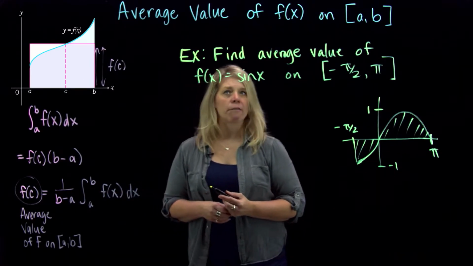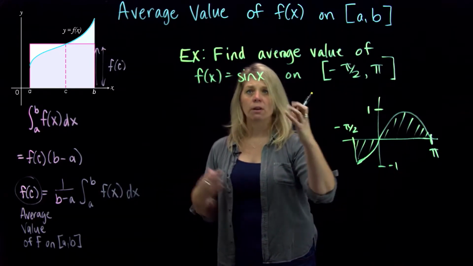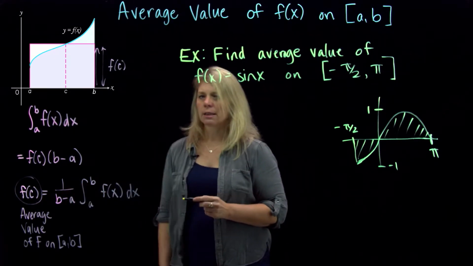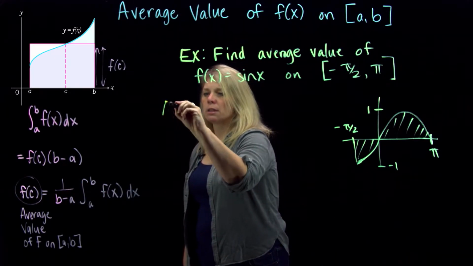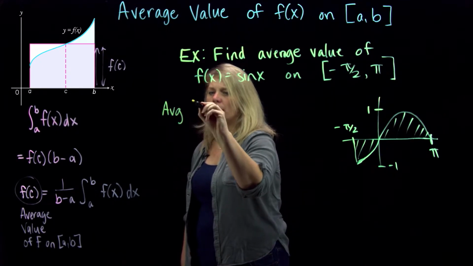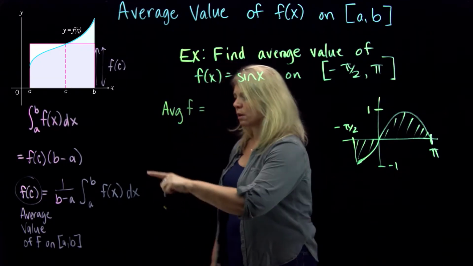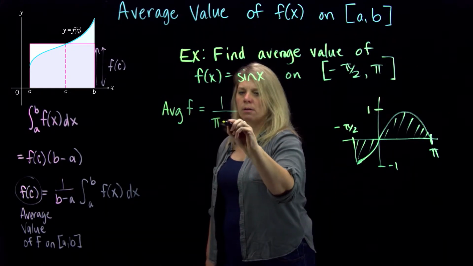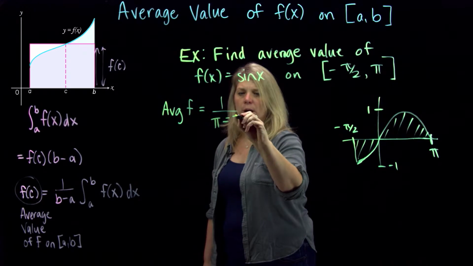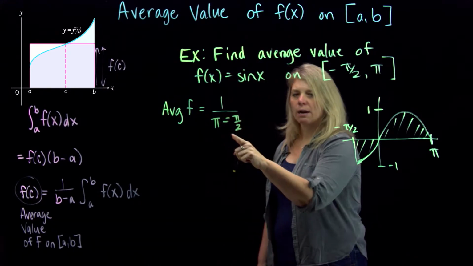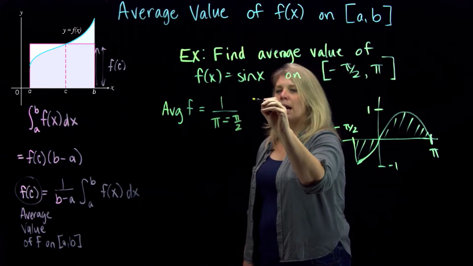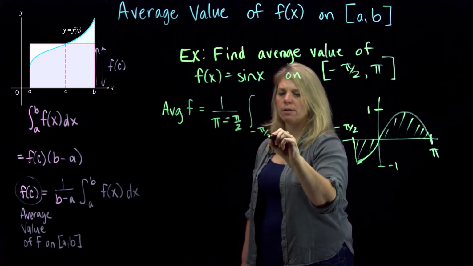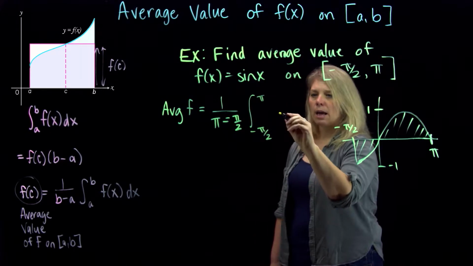All right, so the average value of this function on this interval, our function is continuous, so we should be able to do this. And I just need to set this up here. So I'm just going to say here average value of f equals 1 over, okay, our b is pi minus our a is negative pi over 2. So I'm going to have to be a little careful there with the minus negative. And then I'm going to integrate from a to b, negative pi over 2 to pi, and then my function.